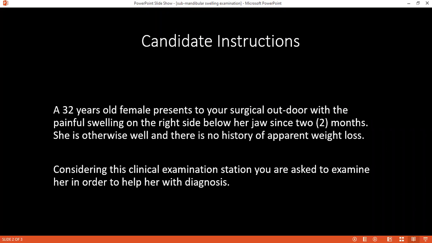Right. So if you have read and understood, considering it an examination station, kindly begin. I will enter the room. I will wash my hands. Hello, I'm Dr. Hamad, a surgical doctor. I have been asked to examine your neck. Are you okay with that? It will include feeling and also some movement. Yes.